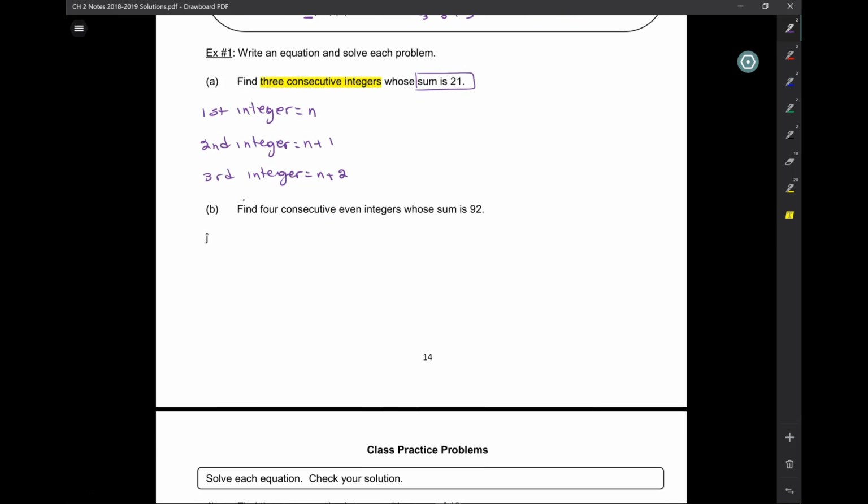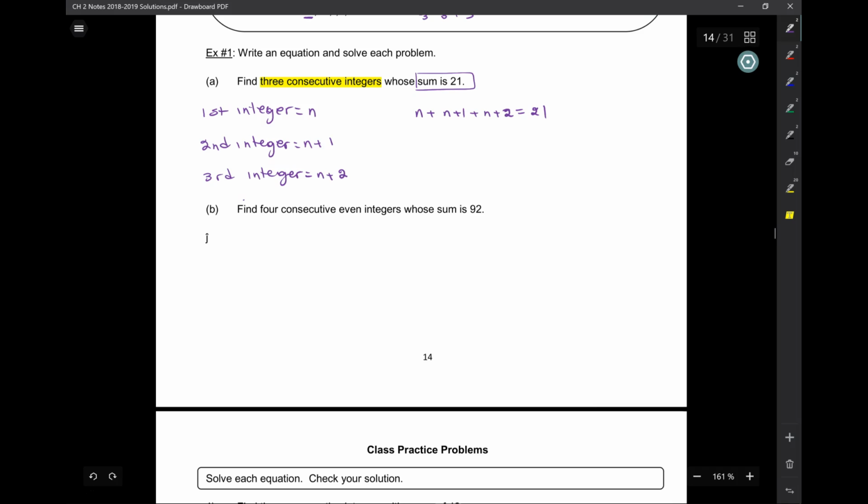Well, now we're going to set it equal to 21, right? So now what we're going to do, we're going to take the first number, add it to the second number, add it to the third number, and all that is going to equal 21. Okay? So look at what we have here. 3 consecutive integers, their sum is 21. Do we know what n is? We have to find n. That's the point. Plus 3 equals 21. Right.